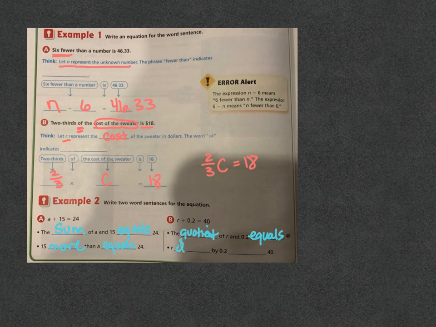R divided by 0.2 equals or is 40. That's all this really is. It's just getting the words with the mathies put together. So you've got this. Go ahead and tackle it. I believe you've got this.